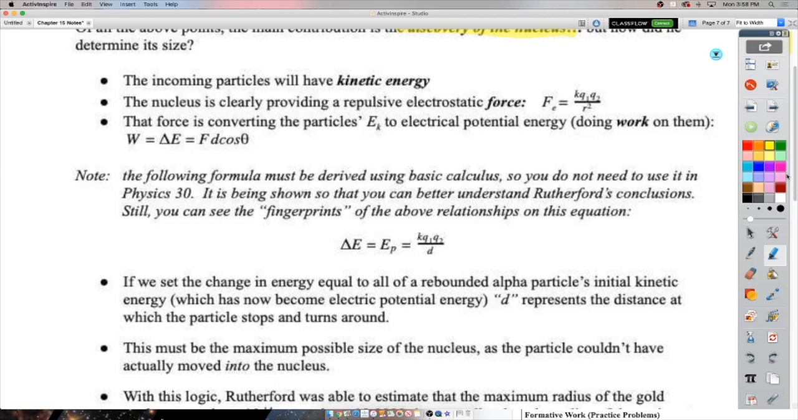Now, clearly, because they were deflected or rebounded, the nucleus is providing a repulsive electrostatic force, right? Fe is kQq over r squared, Coulomb's law. So what is that force doing? I want you to imagine a rebounded particle. That's probably the easiest one: one that comes straight in and then deflects back at an angle of 180.